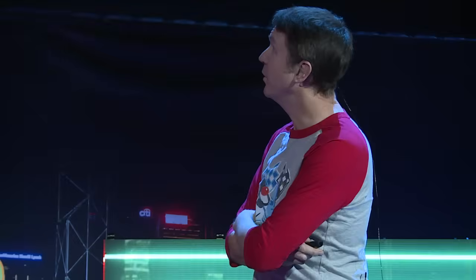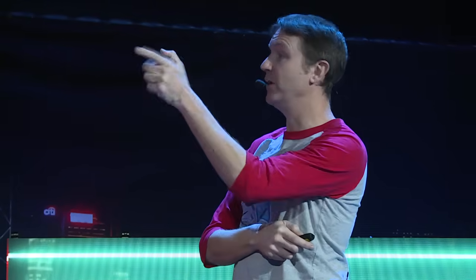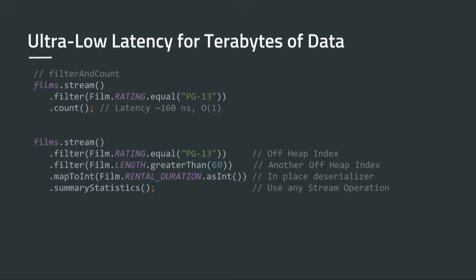The last one is more complicated. Here we apply 2 filters. So there is some kind of a query engine that will provide the most optimized filter to use in this case. And the map to int is kind of this in-place deserialization operation. So it's able to go to Off-Heap and just grab the int and do this summary statistics. Summary statistics is a standardized Java stream operation. So you can use the entire ecosystem of streams with this.